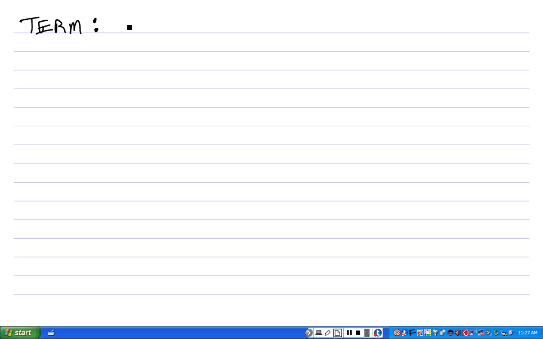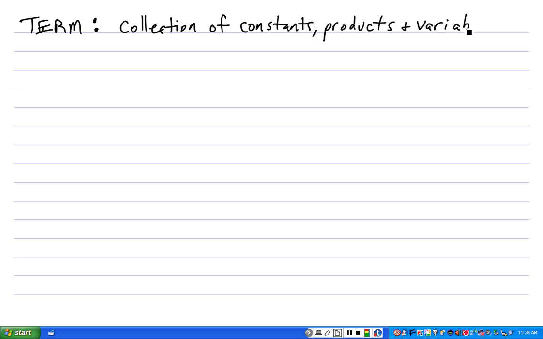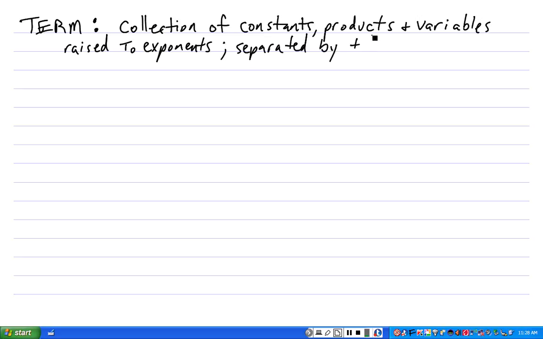Okay, so let's say a term is a collection of constants, products, and variables raised to exponents, and they are separated by pluses and minuses. So separated by plus and minus signs. So let's take a look.